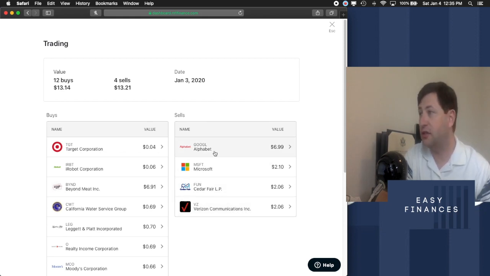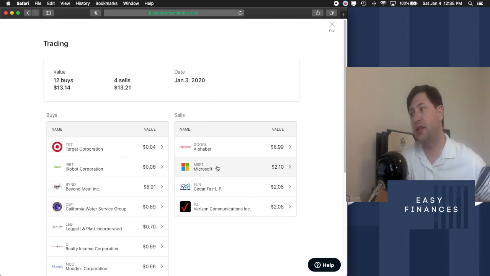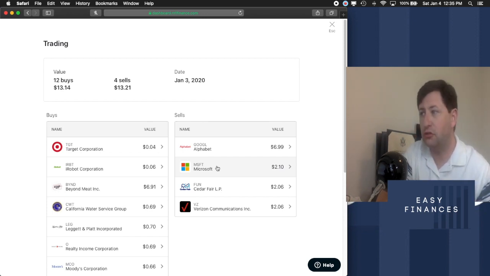The reason that these changes happened was Google was not performing, and I don't really see a lot of upside for it in the near future, so I went ahead and took that out of the growth portfolio. Microsoft, we already have that represented in another portfolio, so I took it out. It was a duplicate, basically. Same thing with Cedar Fair and Verizon. Verizon was already in our one portfolio, so we took that out and left it in the other.